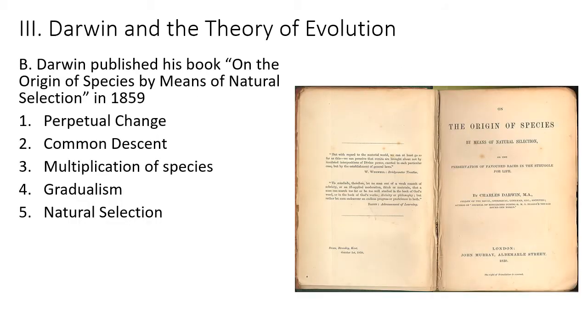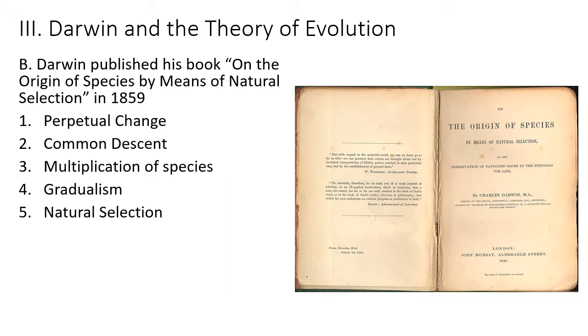So Darwin published his book in 1859. It was a big undertaking, and he didn't even think it was ready when he finally did publish it, but he did finally publish it. And there were multiple editions of it published later where he added and took things away. But the main points that he makes can be broken down into these 5 areas: perpetual change, common descent, multiplication of species, gradualism, and natural selection.